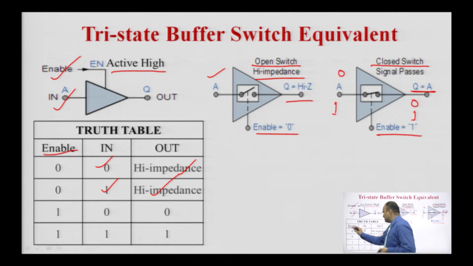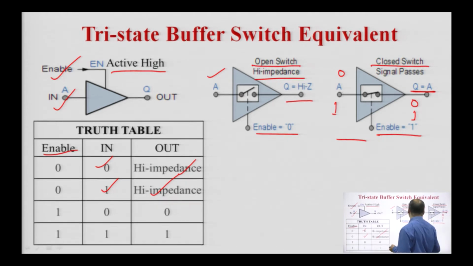Since the enable signal is 0, the tri-state buffer is in the high impedance state. So, it will always give the output Q equal to high impedance. When the enable signal is logic 1, it acts as a closed switch. This is the concept of the tri-state buffer.